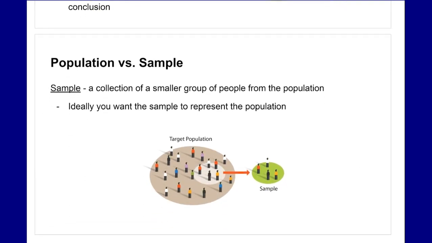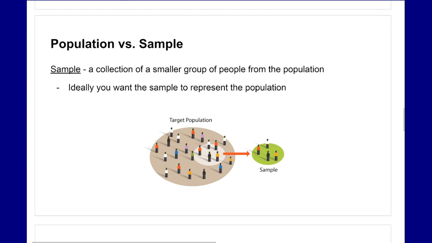A sample is a collection of a smaller group of people from the population. If we're looking at the population of secondary students in Ontario and we want to make observations or generalizations for those students, we're not going to be able to ask every secondary student. It would take a lot of time and a lot of resources, and it's not feasible. It's not realistic. So instead of looking at the population, we look at a sample, which is a smaller group of people from that target population.